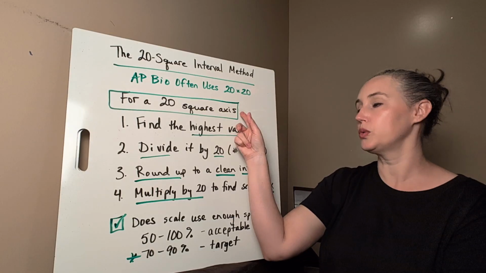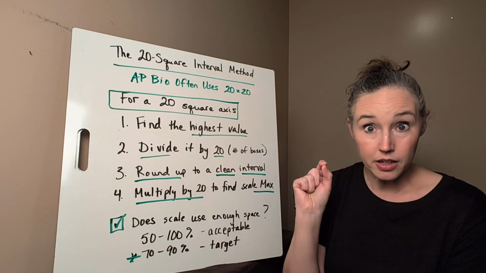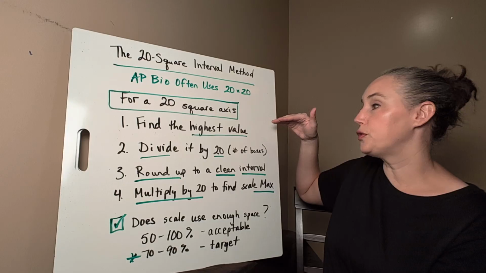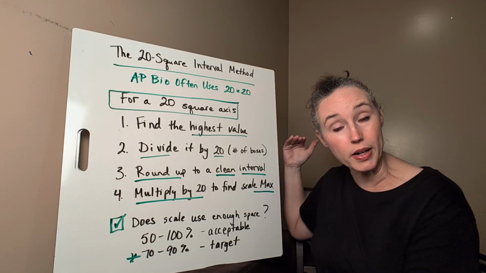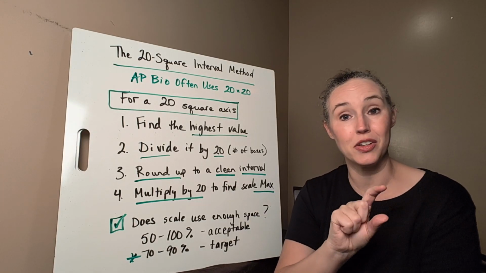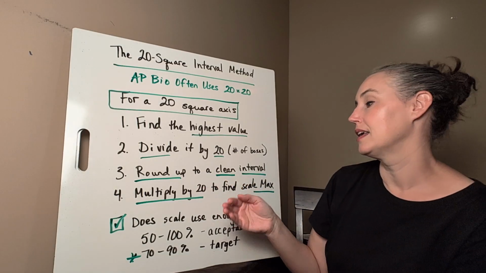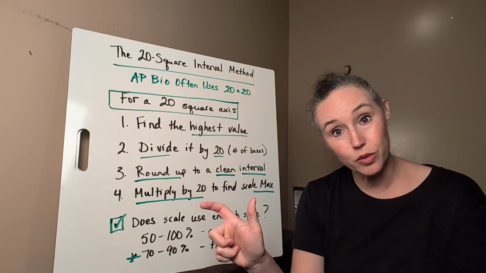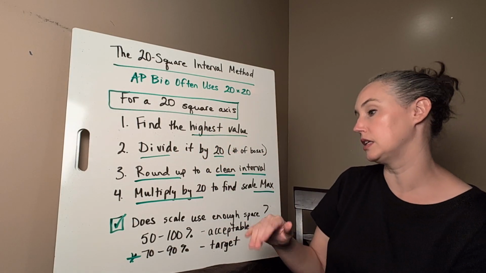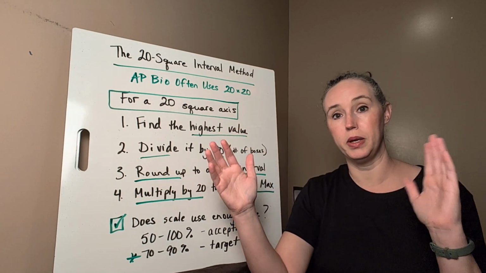So, for a 20 square axis, the first thing you're going to do is find the highest value. Now, that's not going to be your max, but it'll help you choose the correct max. Once you've found the highest value, divide it by 20, or whatever your number of squares is. Then you want to round that value up to a clean interval. We'll talk about what a clean interval is in just a second. Then you're going to multiply that clean interval number by 20 to get your scale's max.